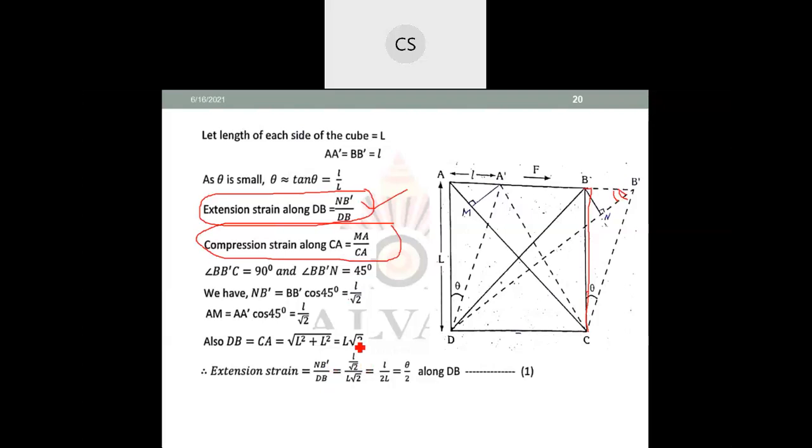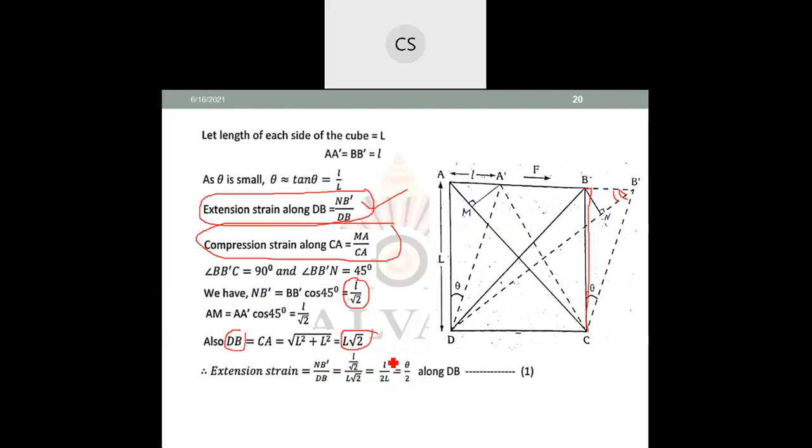What is NB dash? NB dash, just now you have seen NB dash here. This is the value of NB dash. NB dash is equal to L by root 2 divided by dB. dB just now we have found out. What is dB? dB is L into root 2. So therefore, L by root 2 divided by L into root 2. What happens? This L by root 2 will come down, so root 2 into root 2 becomes 2. L by 2L.